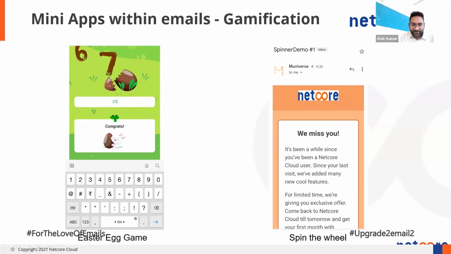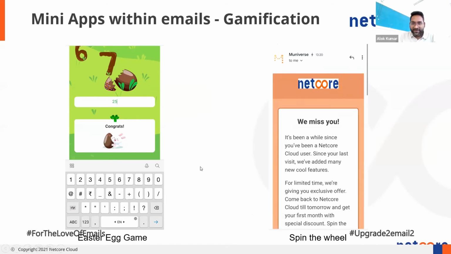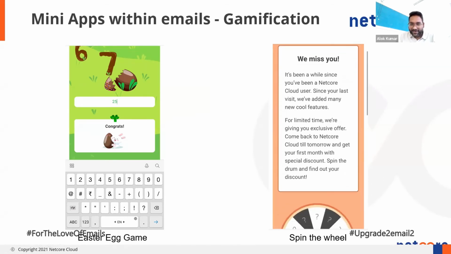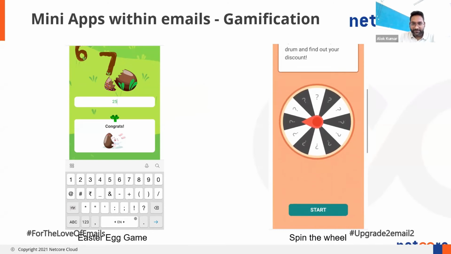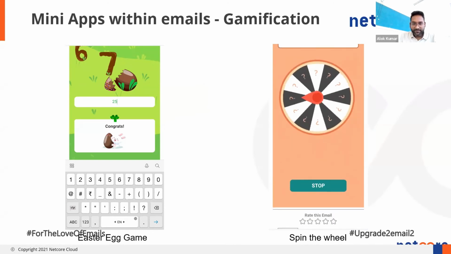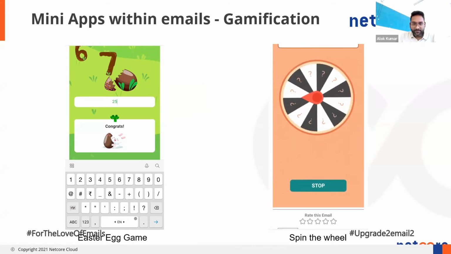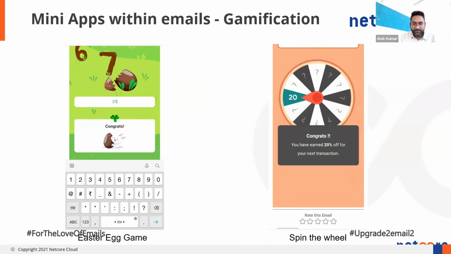We'll show you another example of a similar thing, wherein instead of using an Easter egg, we are using a spin the wheel, asking the users to spin the wheel and then win a coupon or a discount voucher. So isn't this great, wherein you are enabling the users to take action and then achieve something and then give them an offer in return instead of directly giving them an offer?